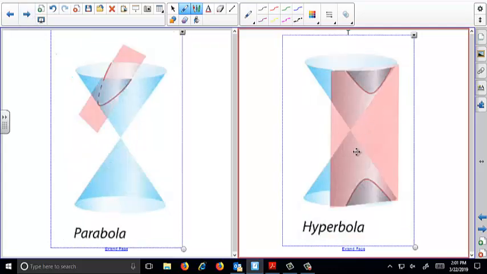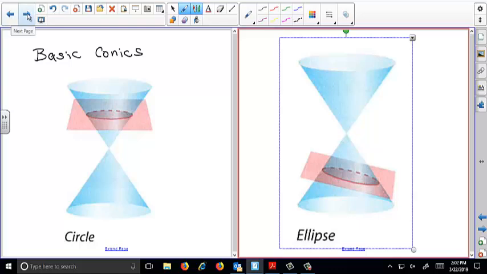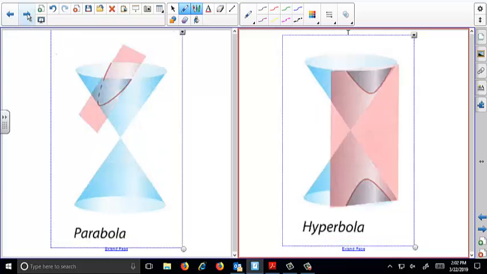Now for a hyperbola, we have the plane, the pink plane here, aligned vertically, so it's parallel to the axis of the cone. And if I move this closer to the axis, this point of intersection would happen more quickly. But a hyperbola has two parts. It has an upper part and a lower part, or if the cone is horizontal this way, then it can have a left part and a right part. So those are what we would call basic conics: circle, ellipse, parabola, hyperbola.